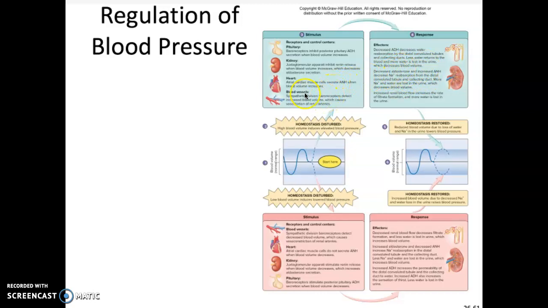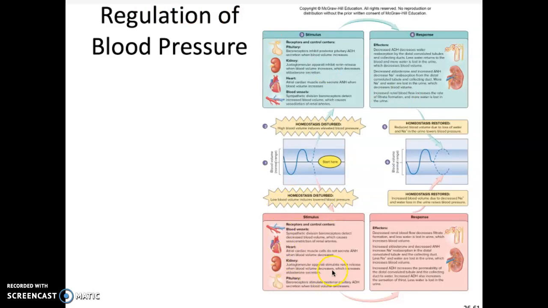And finally, we have the baroreceptors in the blood vessels, the sympathetic division, and when they detect high blood pressure, the consequence is going to be increasing the renal blood flow and the rate of filtrate formation, and then we are able to lose more water in our urine.